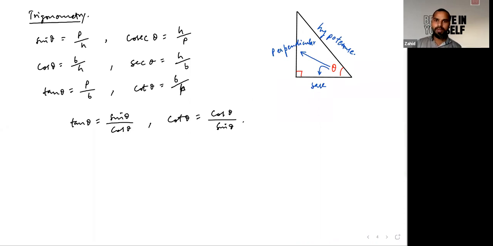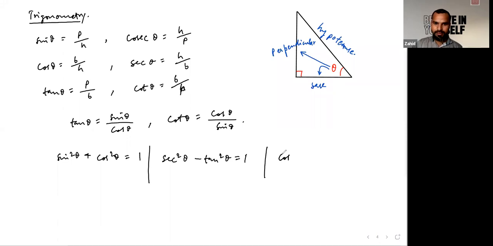We have to define values and sum of angles in this whole part, which will help you later on. Just write it down. You may learn this: sine square theta plus cos square theta is equal to 1. Sec square theta minus tan square theta is equal to 1. And next, cosec square theta minus cot square theta is equal to 1. Just write it down.